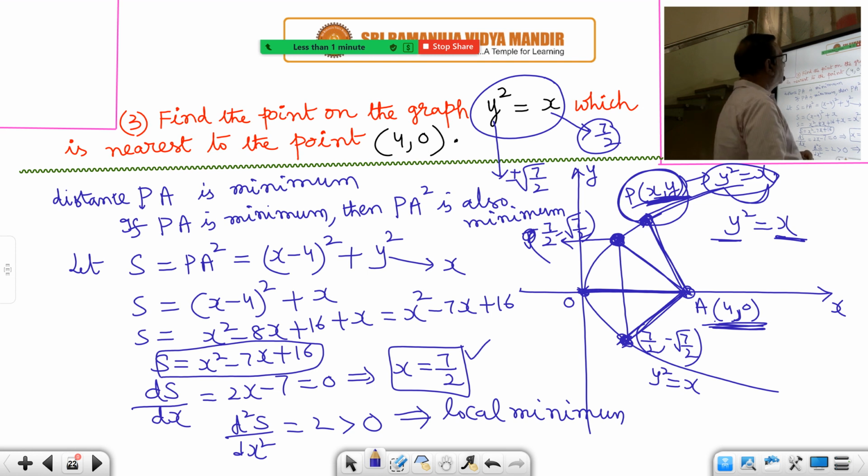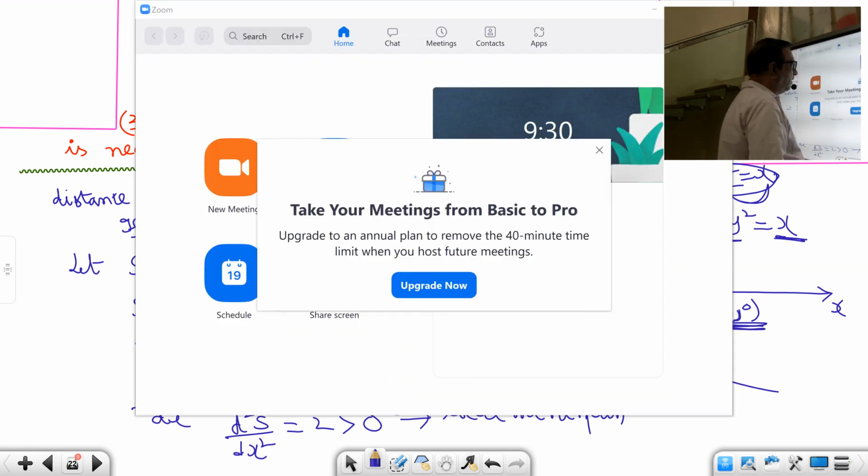Sir, just a small doubt. Who is that? Pranav, sir. Pranav, tell me. Sir, but minus root 7 by 2 will be an imaginary number, no, sir? How can we... No, minus root 7 by 2. Minus is outside. Okay.